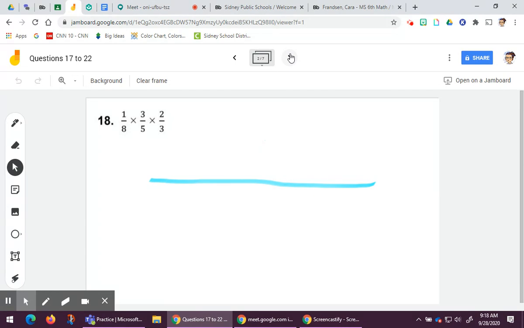So in the numerator, we have a 1. So I want you to put a 1 on top. Times 3, that's prime, so I'm going to put that there. And 2 is also prime, so I'm going to put him there. 1 times 3 times 2.